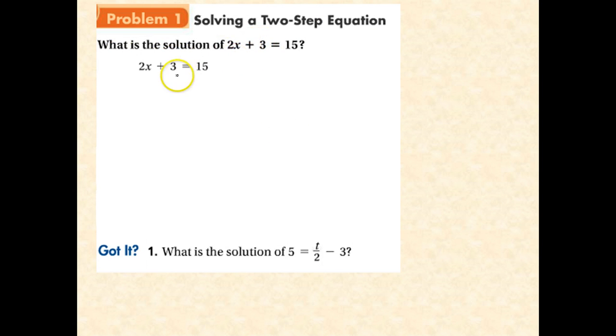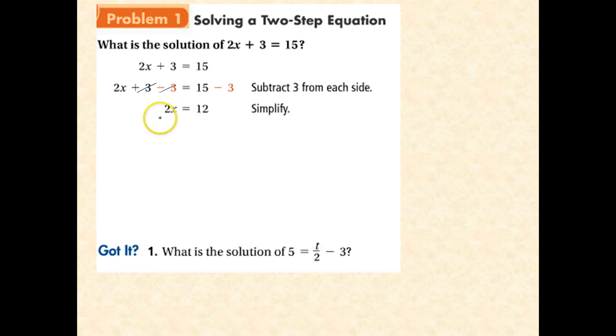First, I'm going to undo the addition by subtracting 3 from both sides. So plus 3 minus 3 adds up to 0, so I'm going to have 2x left over there, and I get 2x equals 12. Then I'm going to undo the multiplication. I got x times 2, so I'm going to divide each side by 2. And I'm going to get x equals 6.